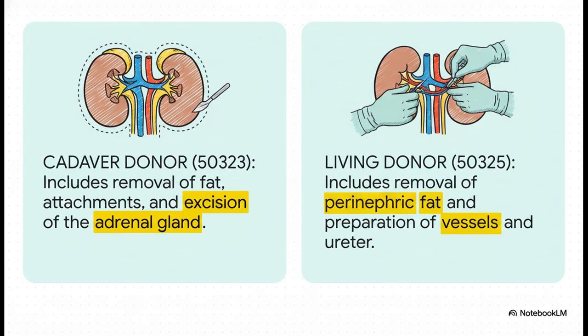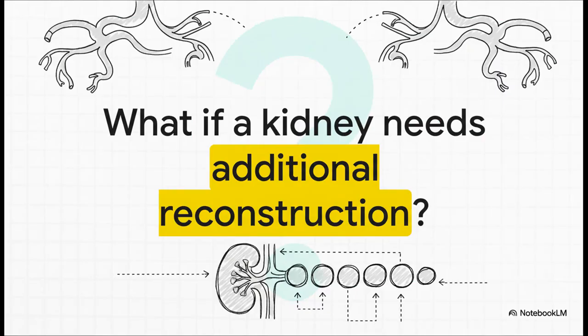And you probably guessed it, just like with the nephrectomy, the codes for backbench prep also depend on the type of donor. For a kidney from a living donor, you'll use 50325. That covers cleaning up the fat and getting the vessels ready. But for a kidney from a cadaver, you use 50323. So why the different code? Look really closely at the description. It includes the excision of the adrenal gland. That gland is often still attached when a kidney is harvested from a cadaver, so that extra step gets its own specific code.